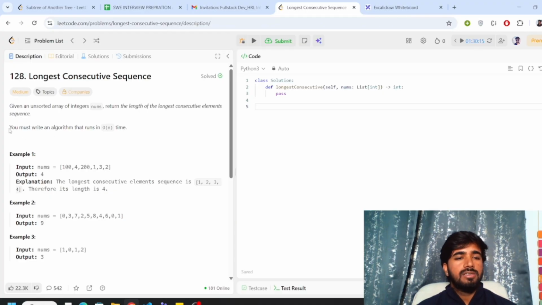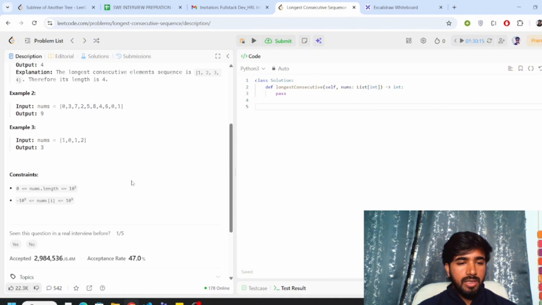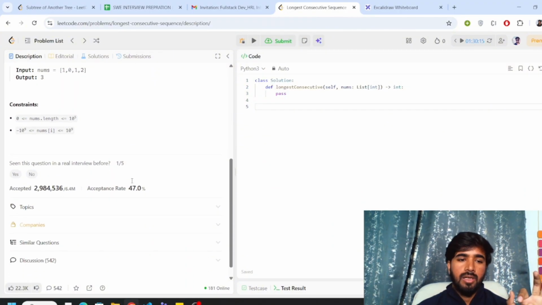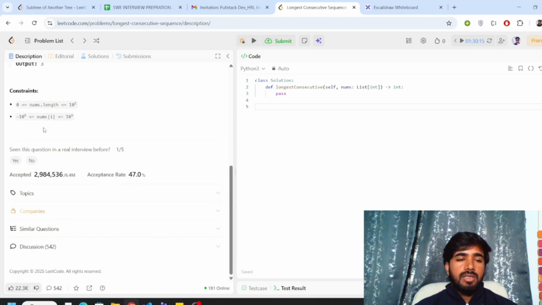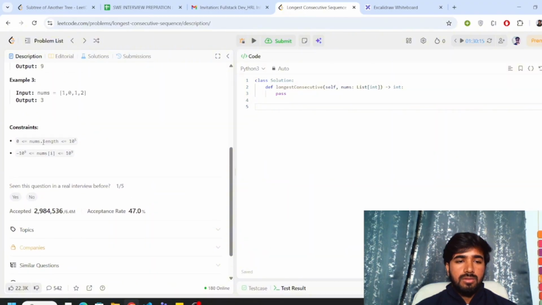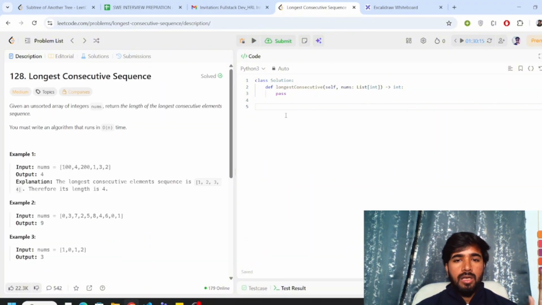And it is also asking us that you must write an algorithm that runs in O(n) time. That is very important. Okay, and then we go to the constraints. We can check here what the values will be and how long the input could be, everything related to that particular problem, because this is very important. All right, now we have seen that negative and positive numbers can be there, and the length of the input could be 10 to the power 5. All right, so now that we know this, let's try to solve this problem one by one.